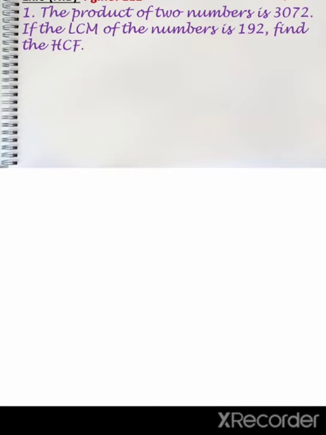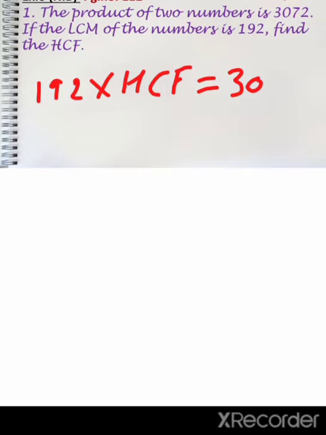Like one sum is given here. The product of two numbers is 3072. If the LCM of the numbers is 192, find the HCF. It means what is given here? LCM is given, 192. HCF is not given, we have to find it, and the product is given, 3072.